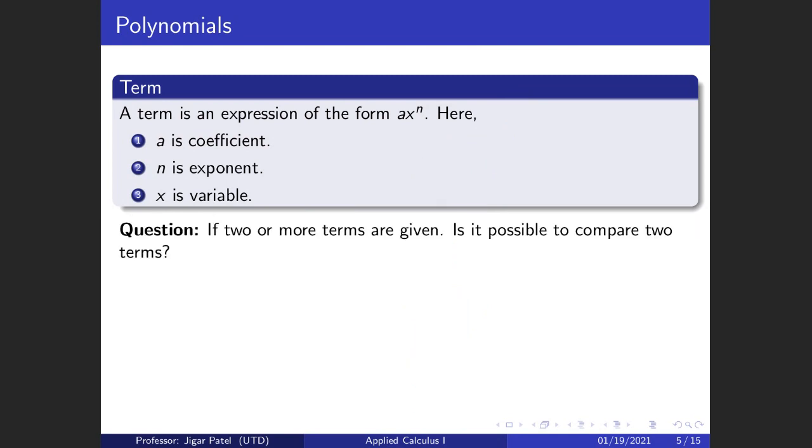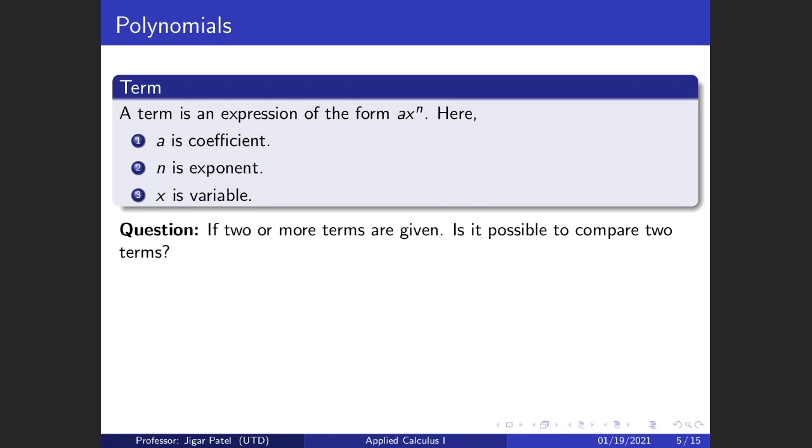If I give you two terms, is it possible to compare them? Think about it in a simple setting. If I give you two numbers, 7 and 10, immediately you will compare them, right? 10 is bigger than 7. That's the immediate thought. So can we do something similar for terms? If I give you two terms, is it possible to compare them? The answer to this question is yes.